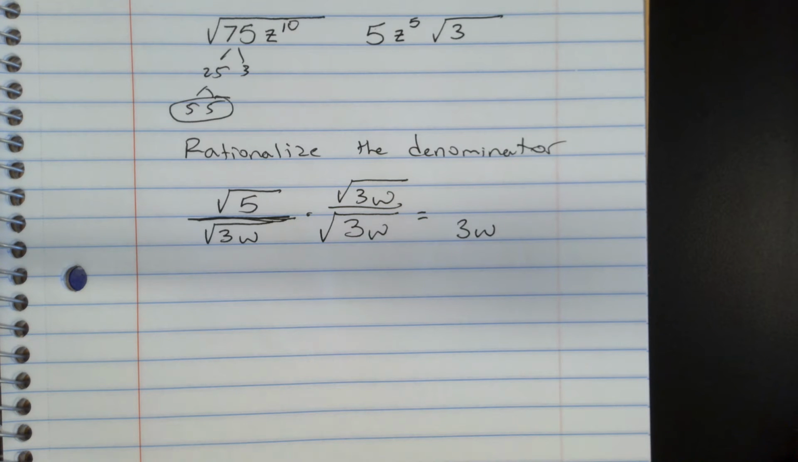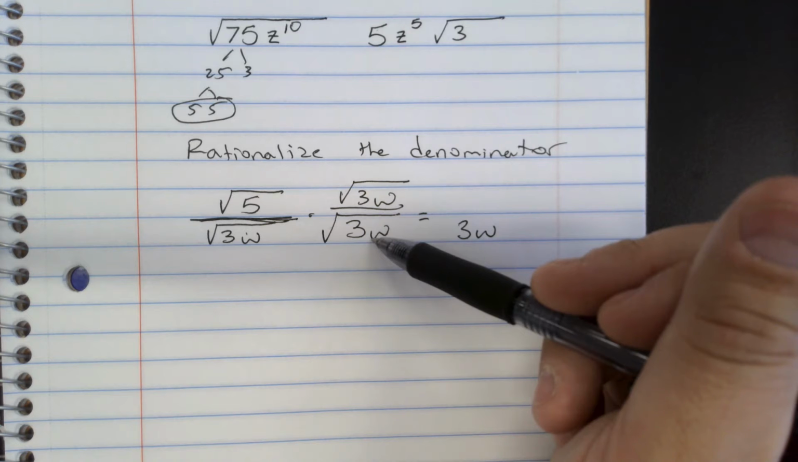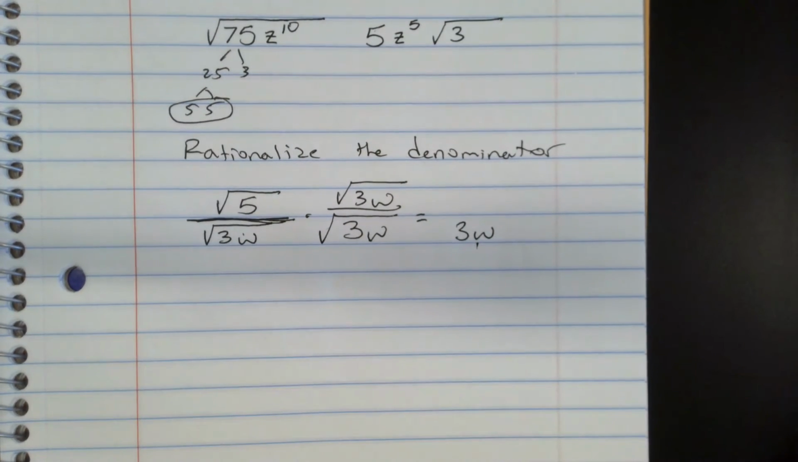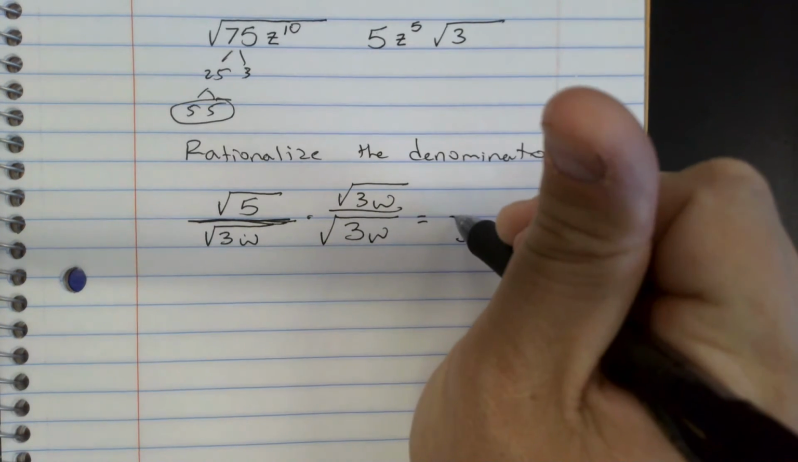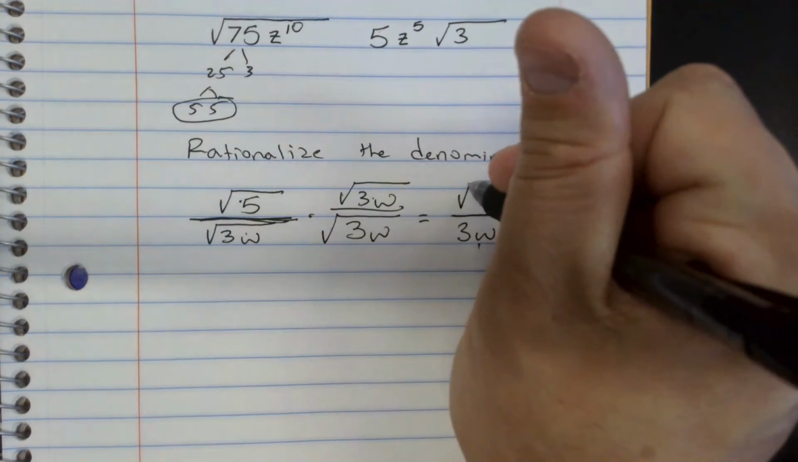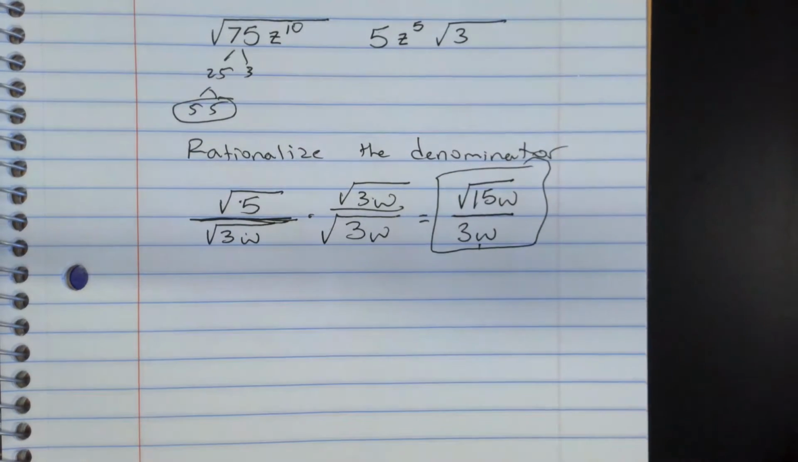Now the way we do that is by timesing the top and the bottom by the square root of 3w. Now look, the square root of 3w times the square root of 3w is just 3w, which is pretty cool. Square root of 7 times the square root of 7 is 7. Square root of Sophia times the square root of Sophia is just Sophia, which is pretty cool, okay? When you times two square roots together, it just cancels them, as long as they're the same terms. Now look though, now we have the square root of 5 times the square root of 3w, which is the square root of 15w, and that would be your answer.